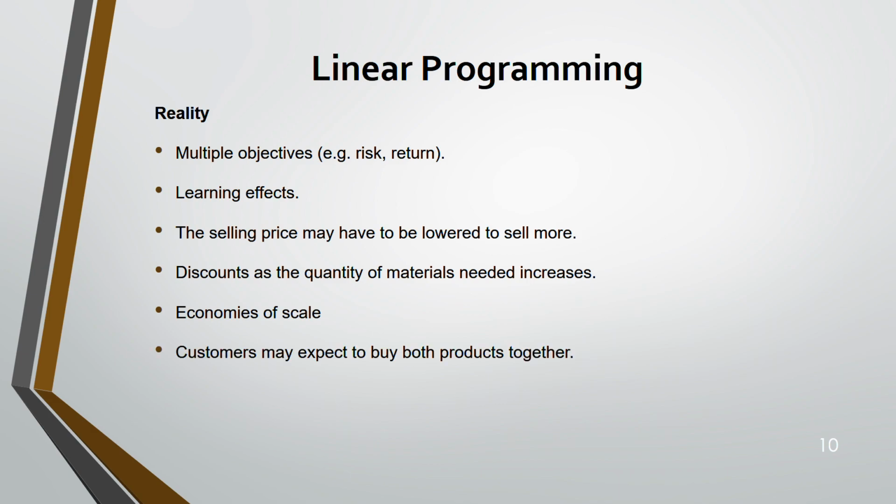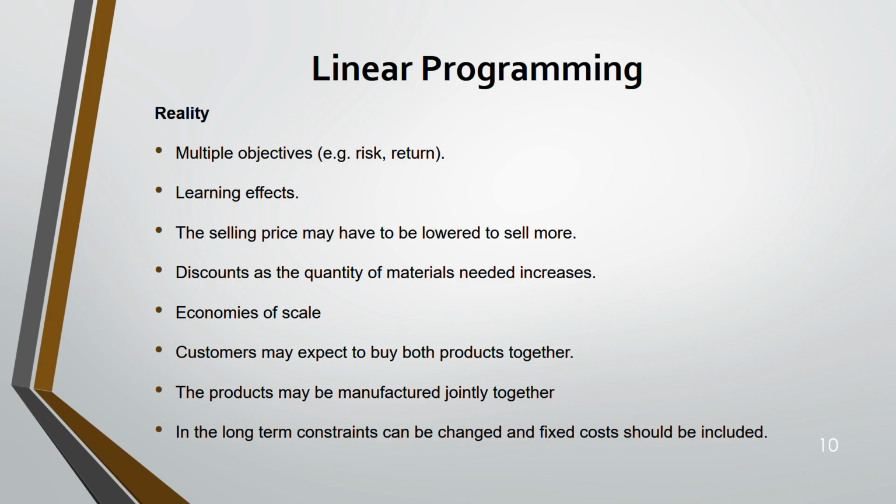Customers may expect to buy both products together sometimes. Yes, you might say that according to the limiting factor, the optimal solution would be to make product A and not B, but customers might want both products. Products may be manufactured jointly together, so your linear programming does not take that into account. And in the long term, constraints can be changed also. Fixed cost should be included. Currently we are not including fixed cost, but it should be. And in the long term, constraints might no longer be a constraint, because when you are given the long term, you can hire more laborers, so labor hours could be increased. You can hire more machines.